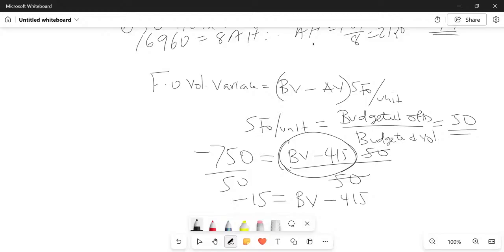430. What a lie. It's 400, isn't it? Because when this crosses over, it will be minus 15 plus 415, which gives me 400. So budgeted volume is 400. Can somebody in this case here, a pretty good student, tell me, why do you think in this case here did I take this to be minus 750 and yet you told me that fixed overhead volume was favorable?